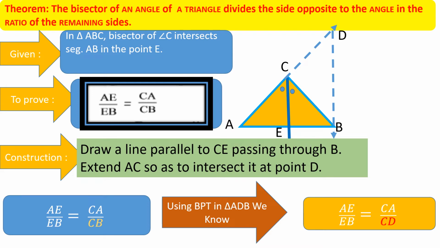Now we know from our construction that AE upon EB equals CA upon CD, which you can see on the right hand side in yellow color, and what I need to prove is on the left hand side in blue color, that is AE upon EB equals CA upon CB. Now compare both the ratios and tell me what has to be proved now.